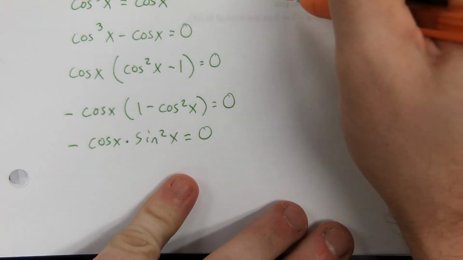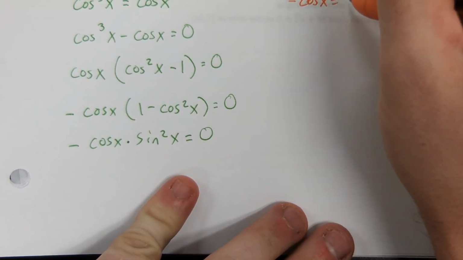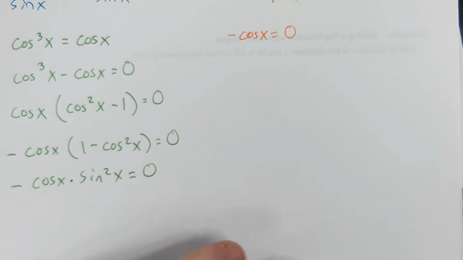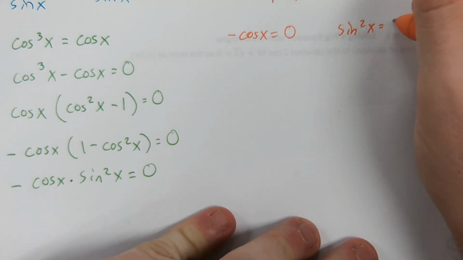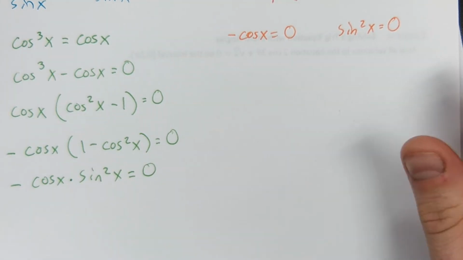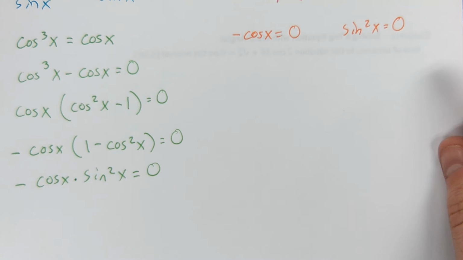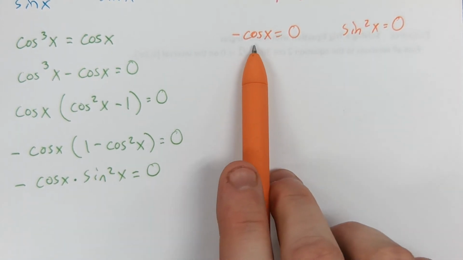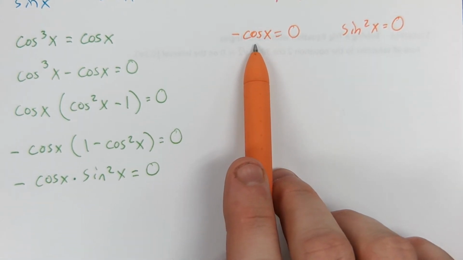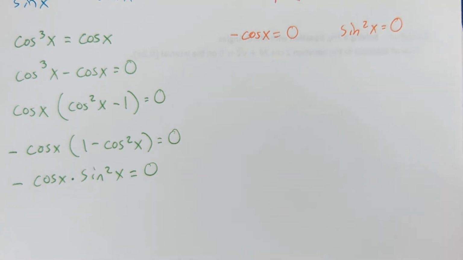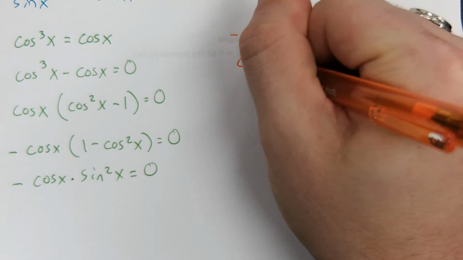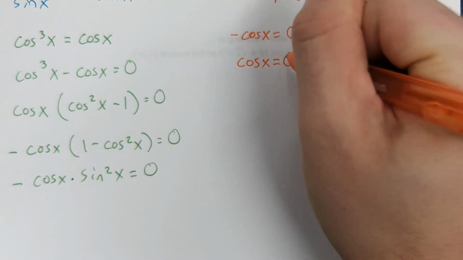That means I have negative cosine x being equal to 0. I have to solve that. And I have sine squared x being equal to 0. I have to solve that. What do I do here first? What do I need to do? Yeah, multiply or divide both sides by -1. So we need to know when cosine of x is equal to 0.